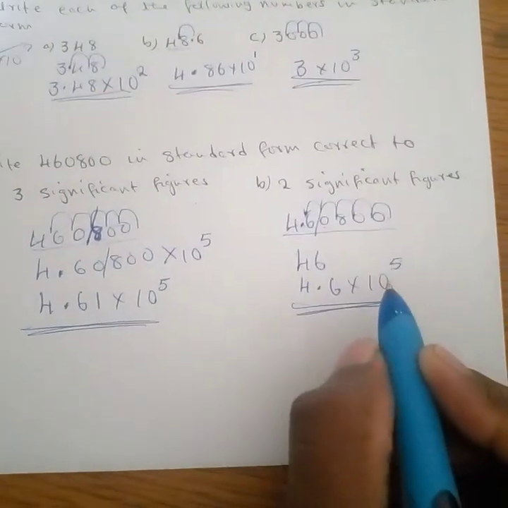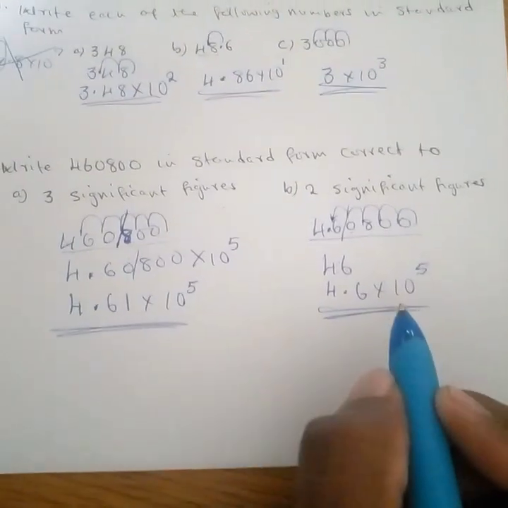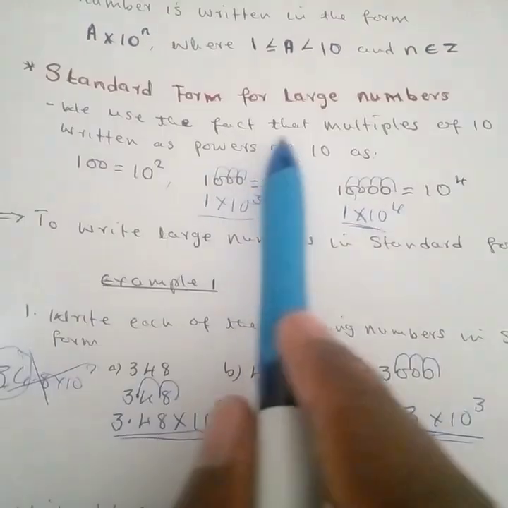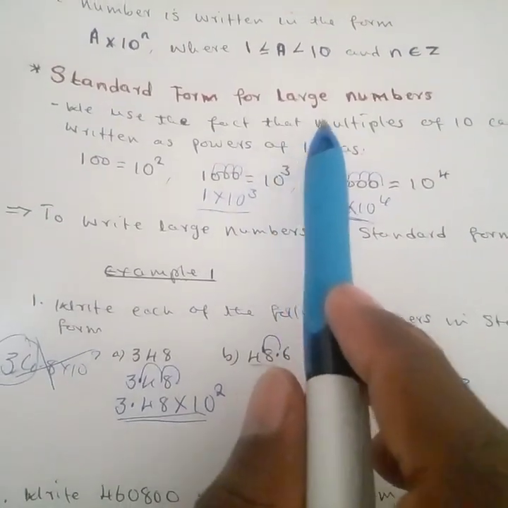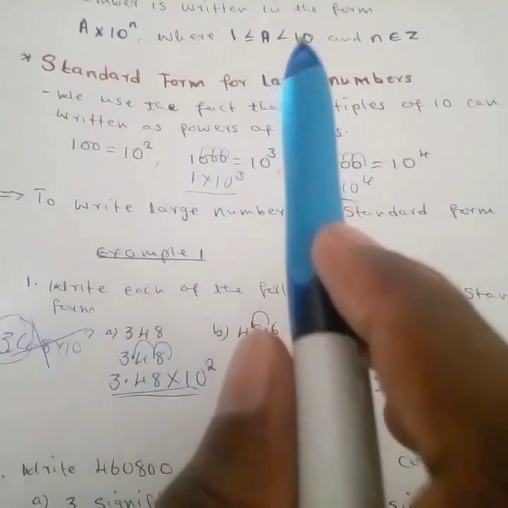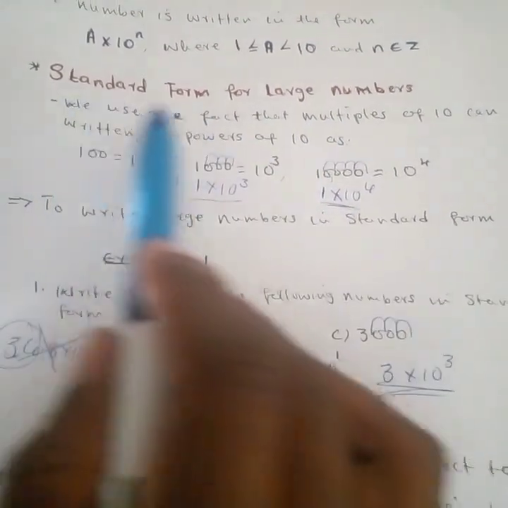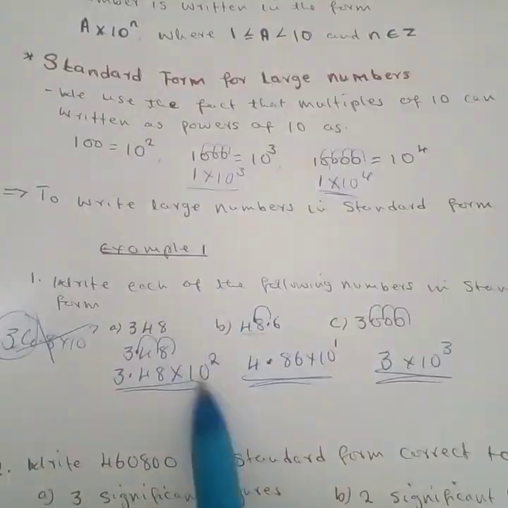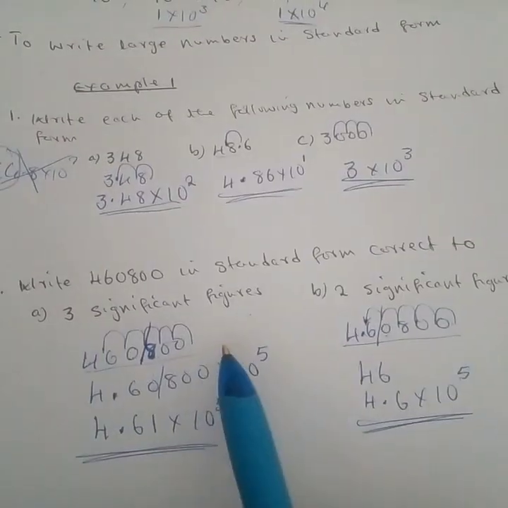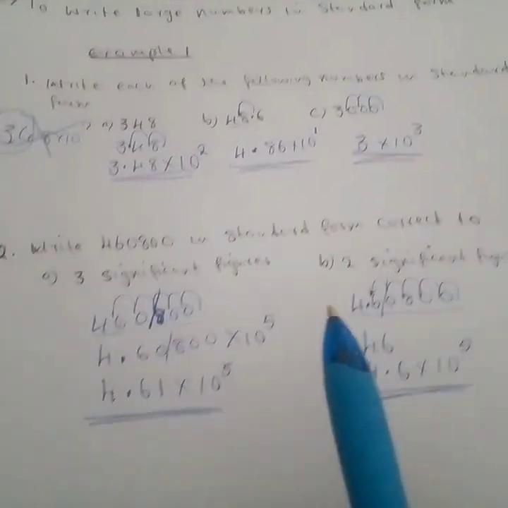So with this knowledge, let us now move on to the next concept of writing in standard form for small numbers. So this was for large numbers. Now what about small numbers? How will it look? Will the powers be the same? Something should be different. So let's look at that now.